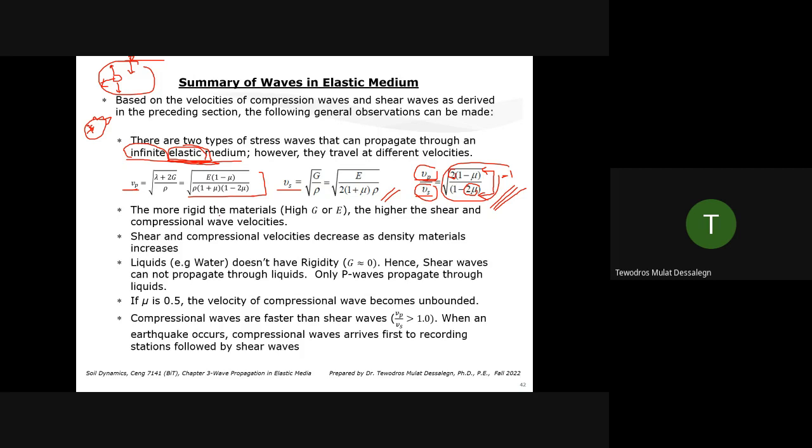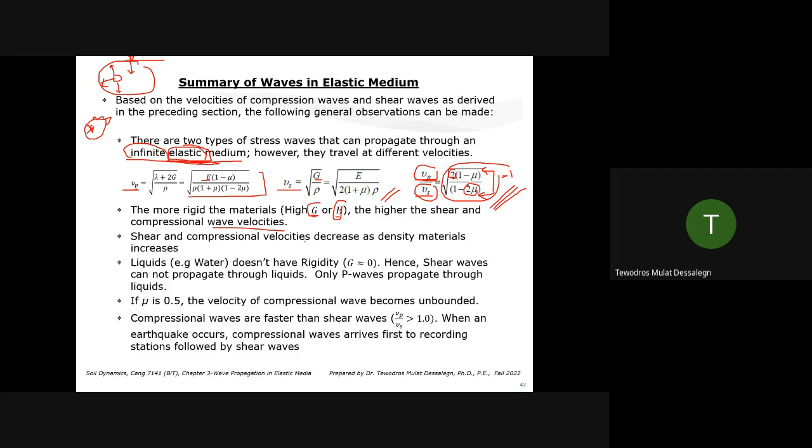Second, the more rigid the material, high G or high E, high shear modulus or high elastic modulus, you can see it here. If you have high E or high G, the shear and compressional wave velocities are higher. If it has high rigidity, then the P wave and the shear wave velocities are much higher.